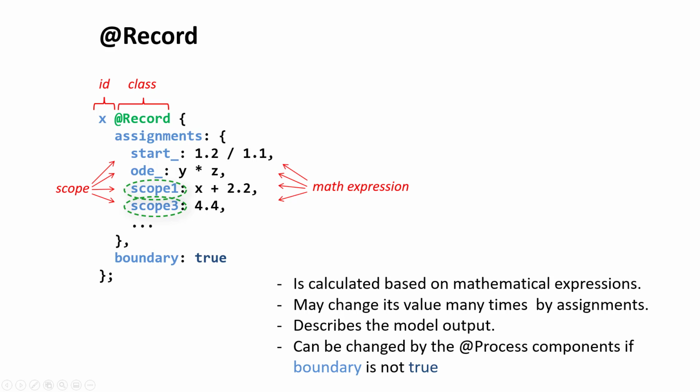Another way of changing the record value is to bind it with a process component. But if you want to protect a record from processes, you should set the boundary property as true.